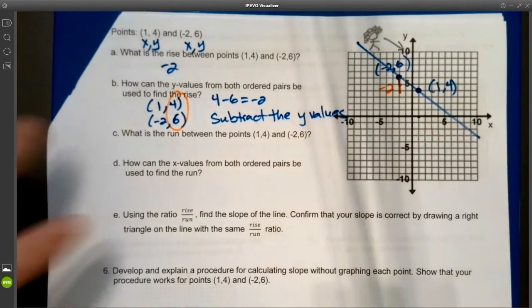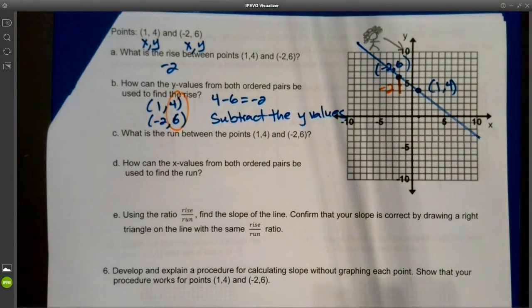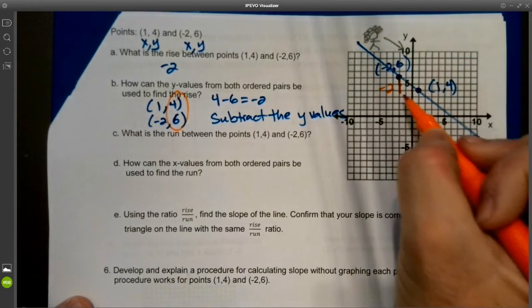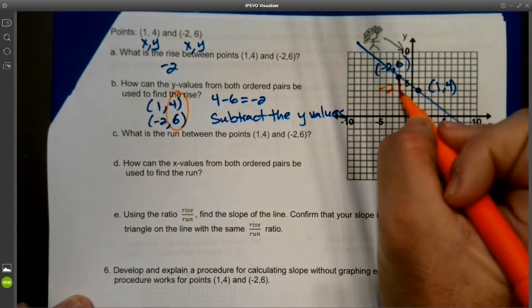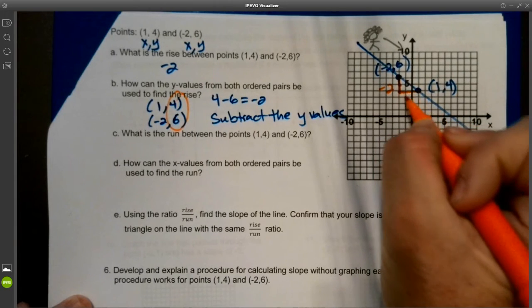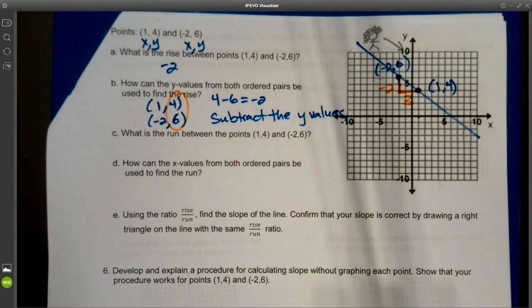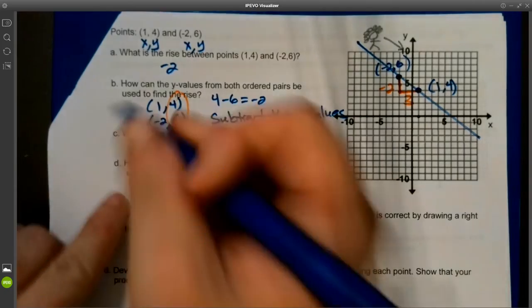Awesome. Okay. Then it says for part C, what is the run between those 2 points? So again, I rise down. That sounds silly every time I say it. And now I'm going to go over 1, 2, 3. So I'm going to go 3 points over. Awesome. So what is the run? It's going to be 3.